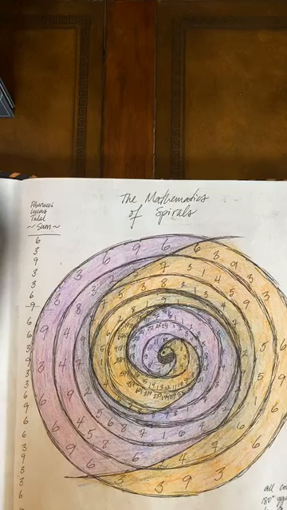So the Fibonacci number sequence then goes 1, 1, 2, 3, 5, 8, 13, 21, 34, 55, 89, 144. So the 12th number in the sequence is 144, and that's easy to remember because it's 12 squared, right? So 12 times 12 is 144.